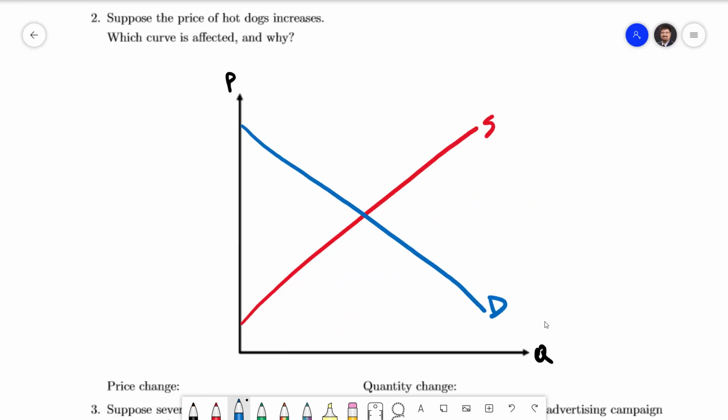Moving on to the next one, I've gone ahead and drawn in our curves. Suppose the price of hot dogs increases. Hot dogs don't have anything to do with the production of hamburgers, so supply is probably unaffected, but consumers who might be interested in hot dogs are also interested in hamburgers, so that is probably going to be a demand side increase.